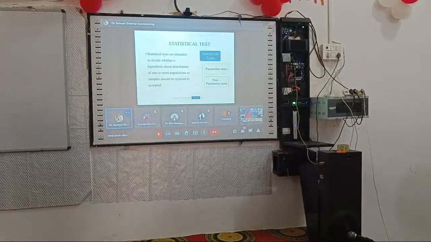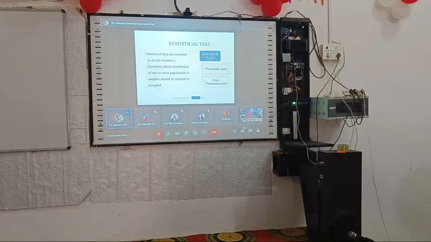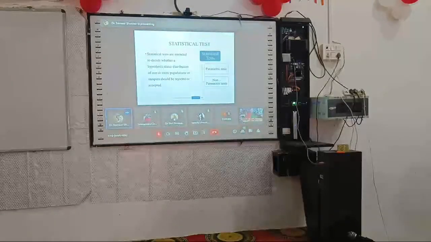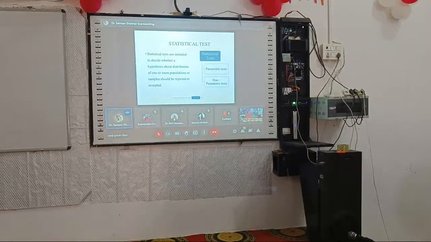Okay. So now from here we are starting. Actually, the statistical tests are intended to decide whether a hypothesis about a certain population, about the data set that we have collected, is to be rejected or accepted. Okay. We make certain assumptions about that data with the objective that we collect. So the statistical tests are parametric and non-parametric.